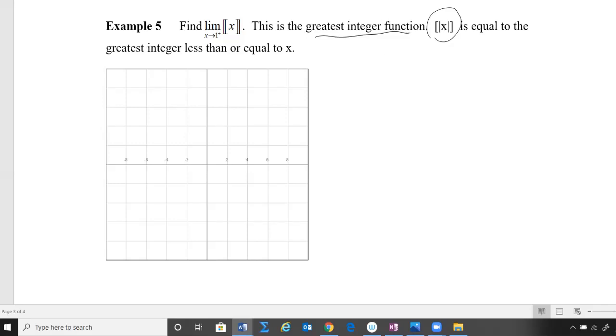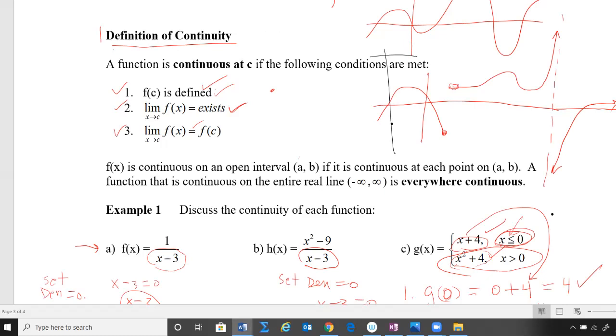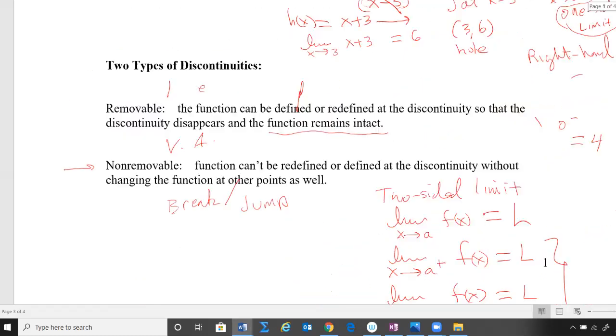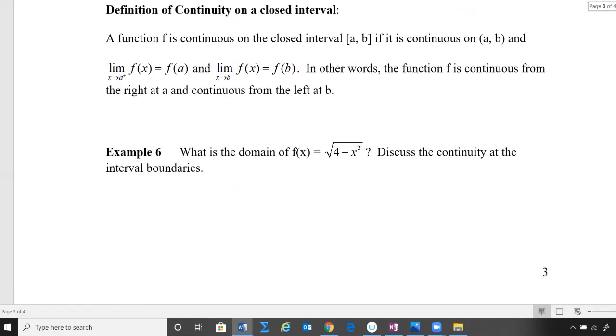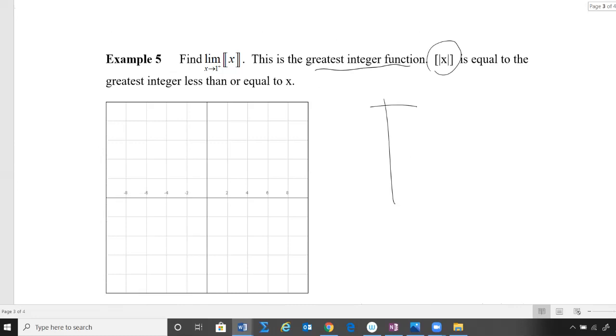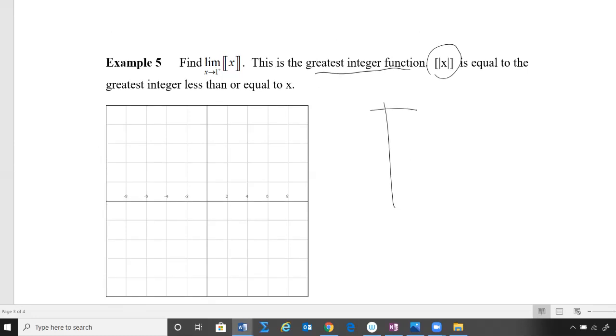To generate the graph, we're going to look at a few points. Let's start with 0. What's the greatest integer less than or equal to 0? Well, we always try to go bigger than 0 if we can, but we can't, because the greatest integer less than or equal is actually 0.